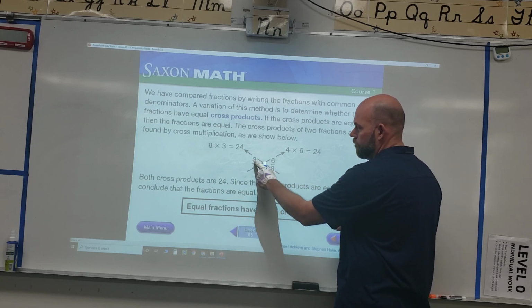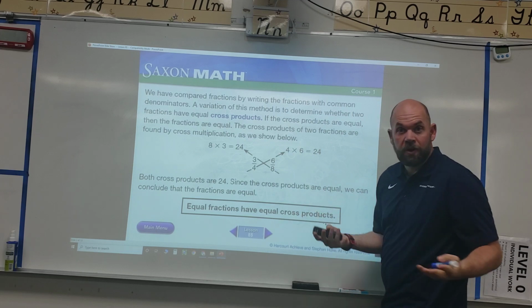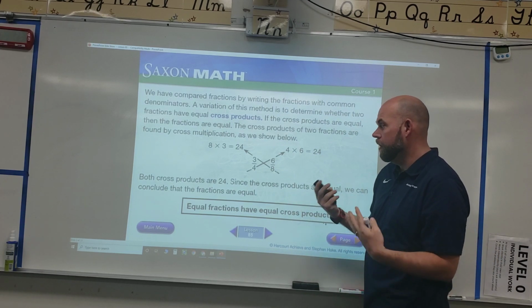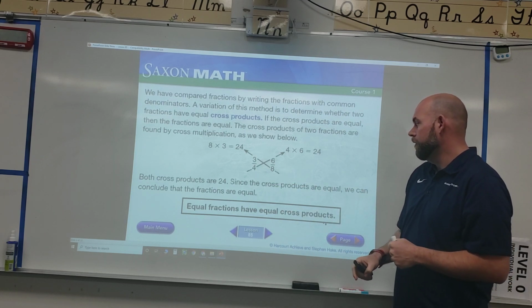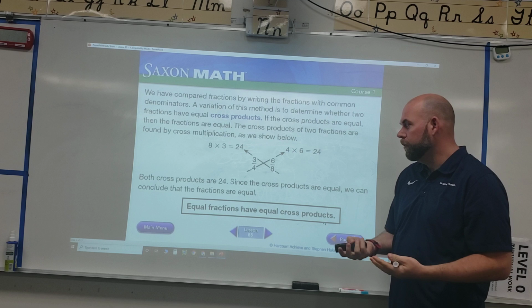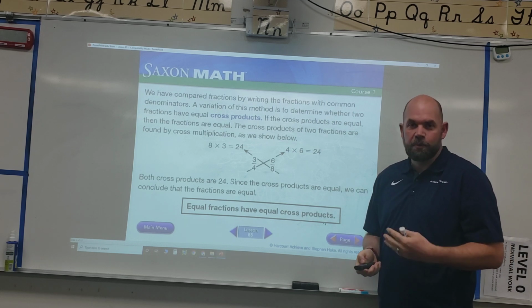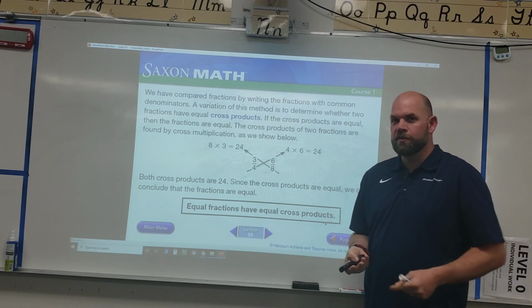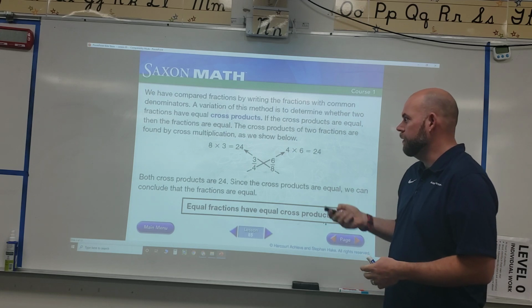So 8 times 3 is 24. 4 times 6 is 24. So they're equal. That means that the ratios or the proportions are equal. Both cross products here are 24, and since they're equal, we can conclude that the fractions are equal. Equal fractions have equal cross products. This is just something that you'll have to remember. This is a way of checking your proportions to see if they're equal.